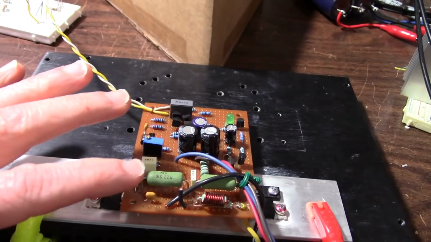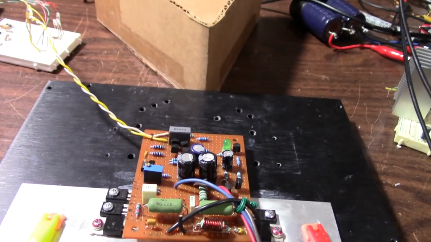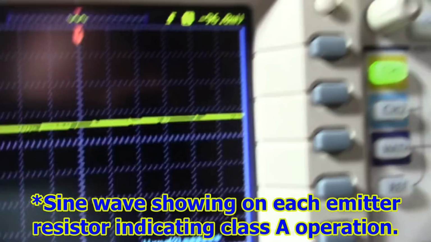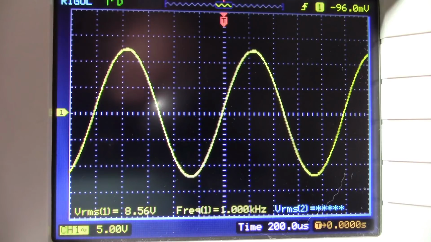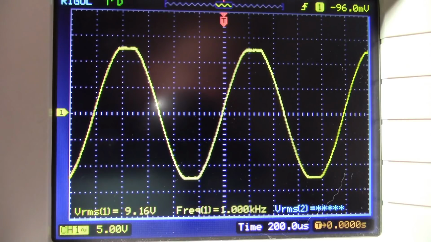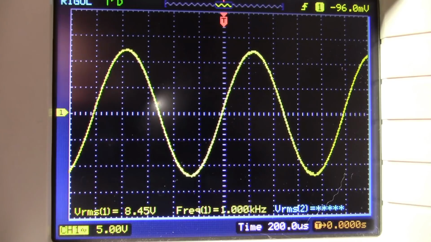So I adjusted the amp so I was getting sine waves when I metered across both emitter resistors. And let me point you at the scope here. Okay, here is the output waveform clipping. Still nice symmetrical clipping. So in this configuration, 30 volts times 1.5 amps is 45 watts wasted or dissipated. I guess you could say it's pretty much wasted.